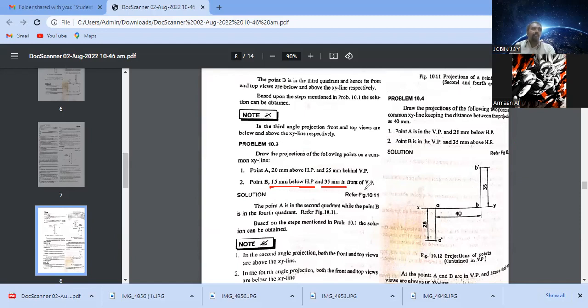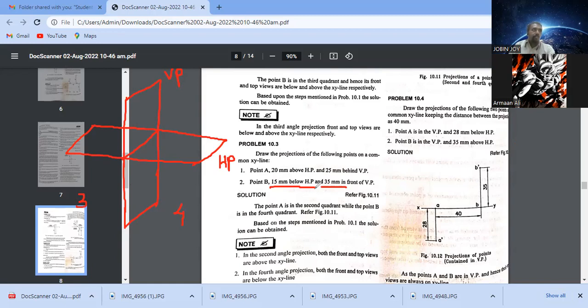First, you have to identify which quadrant this is. Any idea? Sir, fourth. Why is it the fourth quadrant? Sir, because it's below HP and in front of VP. So it comes in the fourth quadrant. Correct. So this is the quadrant. This is the horizontal plane and this is the vertical plane. The point B is 15 millimeter below HP. Below HP means either the point will be in the third quadrant or in the fourth quadrant. Correct? Clear?